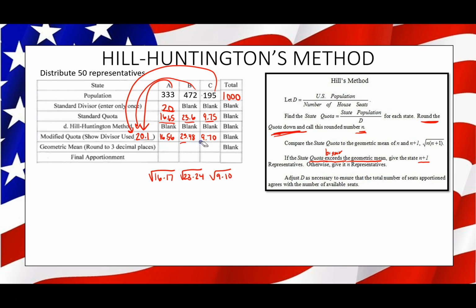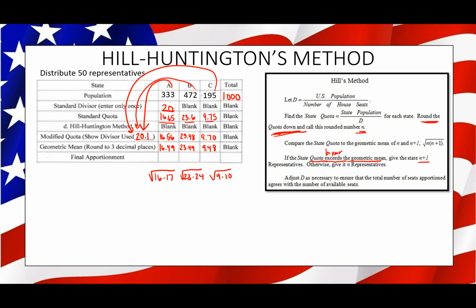All right, so what does that give me? Square root of 16 times 17. That gives me 16.49. And you might want to maybe try that. Just make sure you know how to do the square root of two numbers. It's pretty easy on the graphing calculator. All right, next one, square root of 23 times 24 is a 23.49. Whew, slightly bigger, you see that? And this last one becomes the square root of 9 times 10, which is the square root of 90, which is a 9.48.